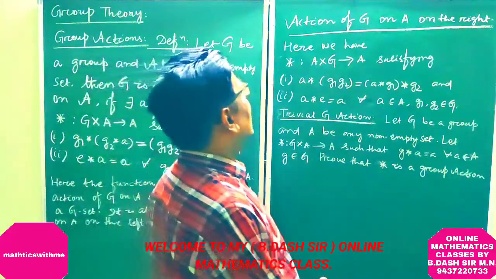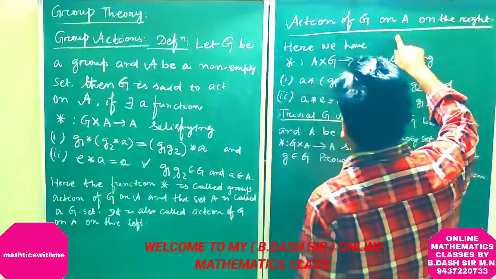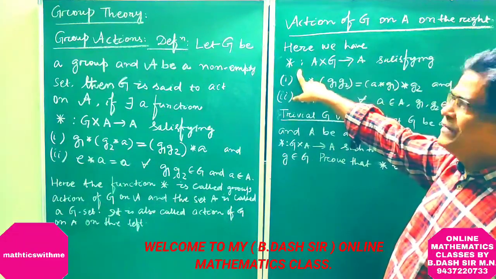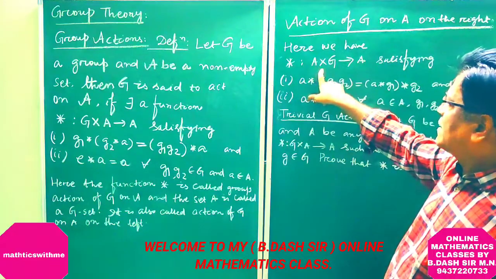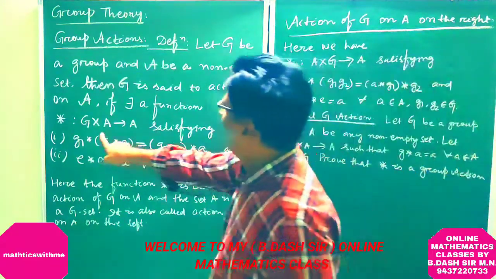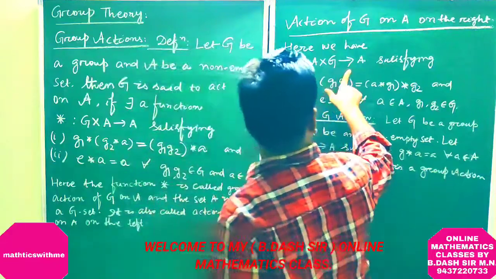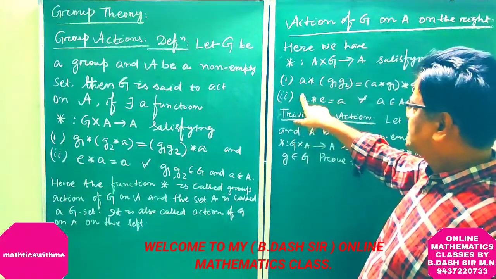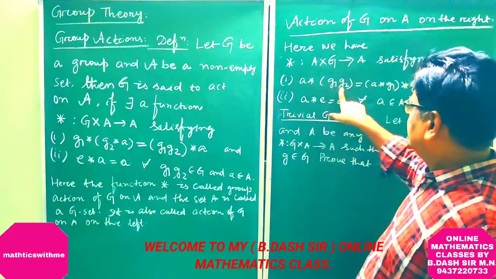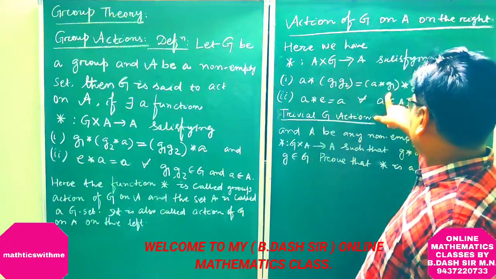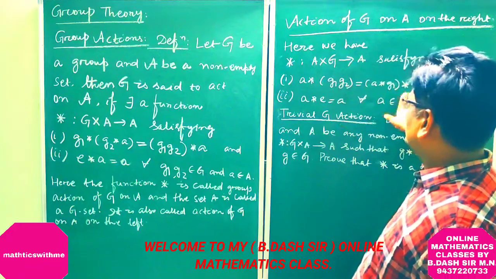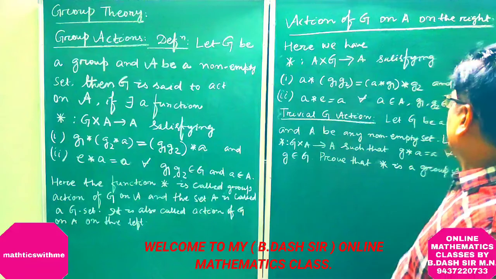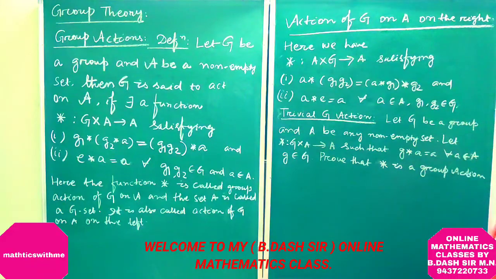Now, the action of G on A on the right. Here star is a function from A cross G to A, so there is a change, satisfying these two conditions: a star (g1 g2) is equal to (a star g1) star g2, and a star e is equal to a, for all a belongs to A, g1, g2 belongs to G.